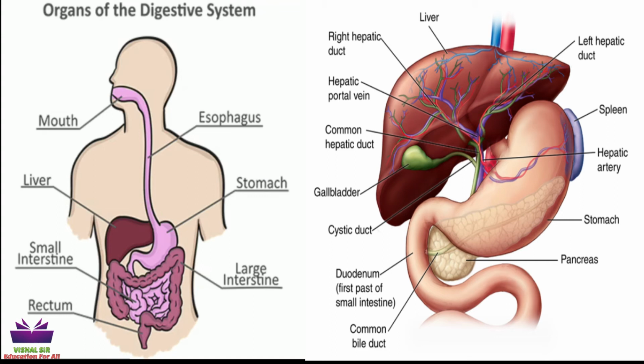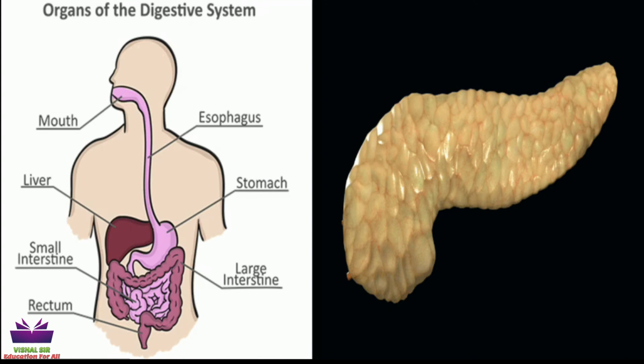The pancreas is situated just behind the stomach, as you can see in the picture, and it is approximately 6 inches in length. Now, the pancreas secretes a juice called pancreatic juice, and it contains various enzymes which help in carrying out the life processes.